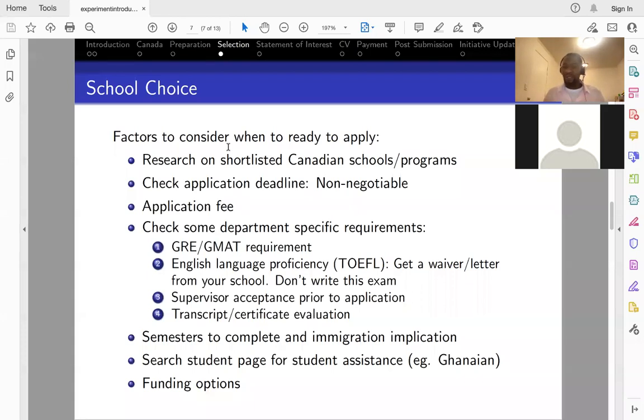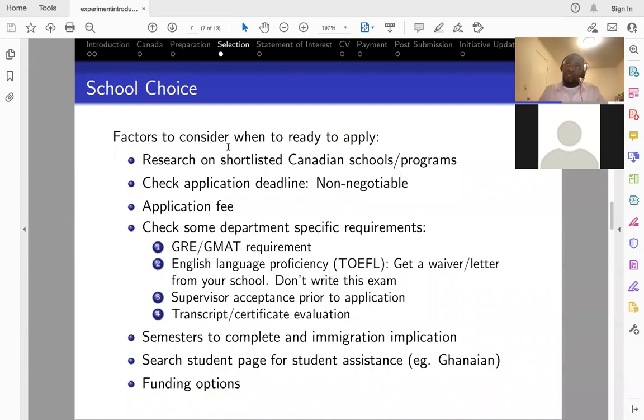If you're done with the research, check the application deadline. This is crucial, and it's mostly non-negotiable. If the application deadline is November 15th, it's going to be November 15th. No one is going to change it for you.